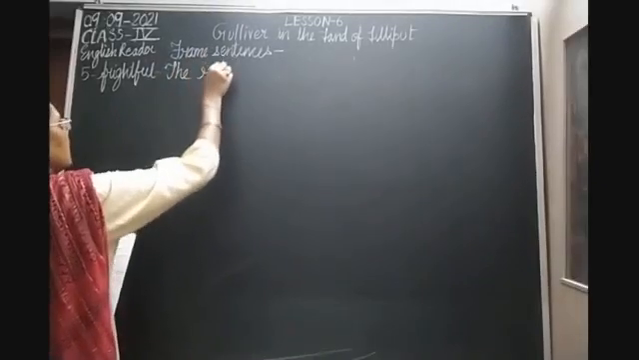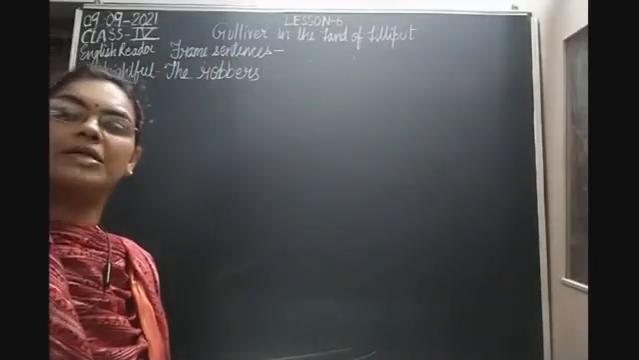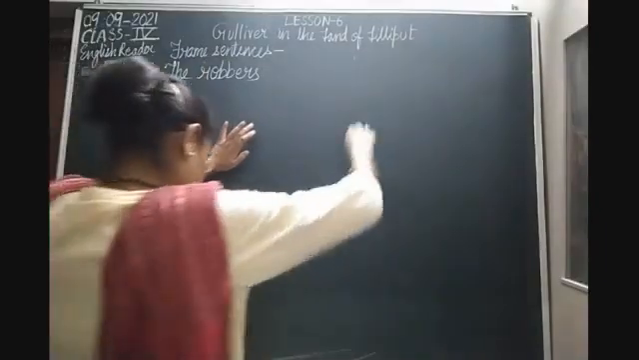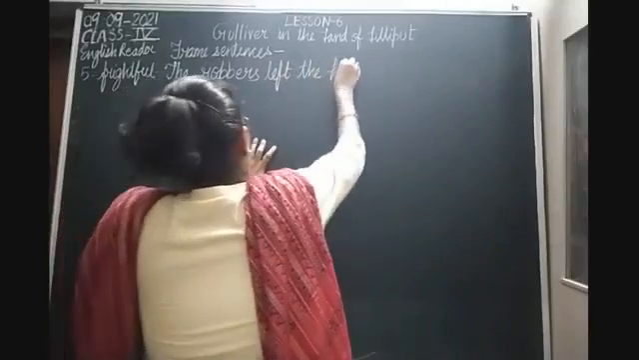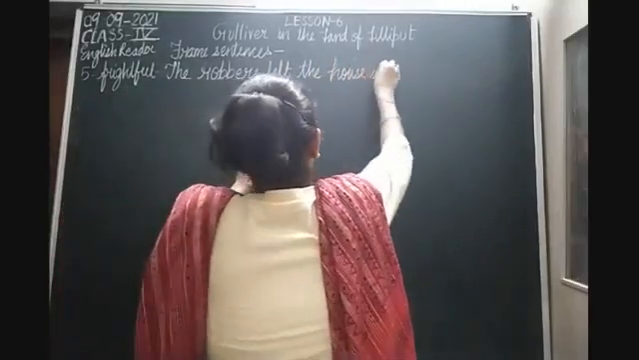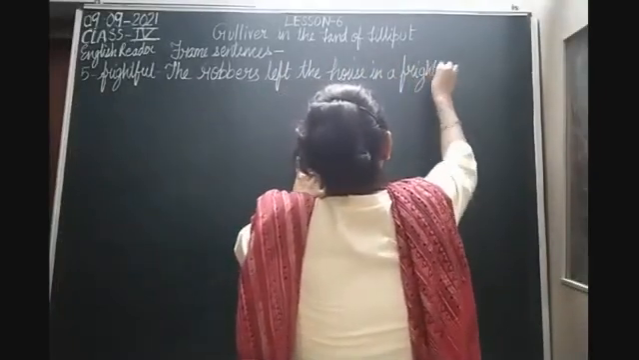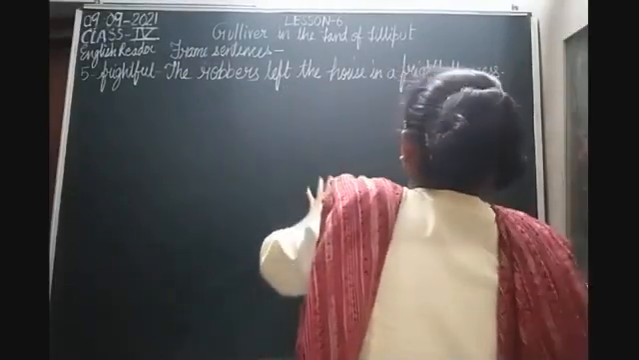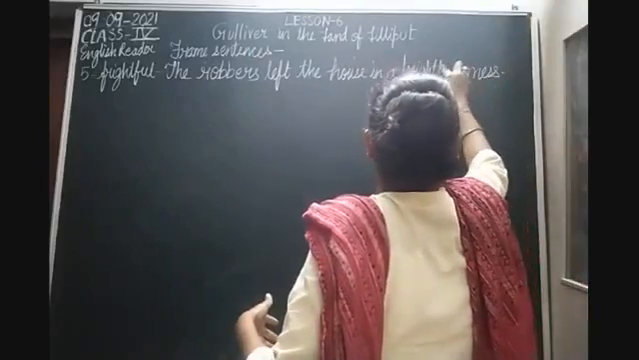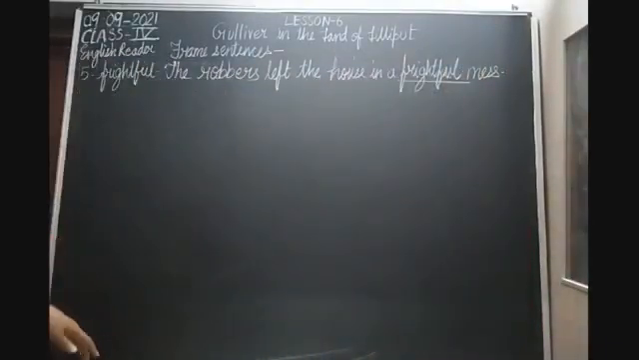The robbers, अब they भी लिखोगे तो भी ठीक है और अब robbers भी यूज कर सकते हो. The robbers के लिए हमने pronoun they यूज किया है. So the robbers left the house in a frightful mess. Mess मतलब पूरा छितर बितर कर दिया, सारा सामान बिखरा दिया. So, the robbers left the house in a frightful mess.